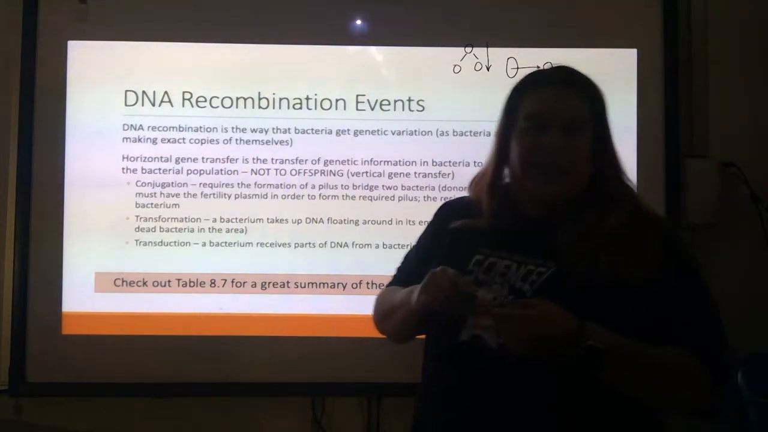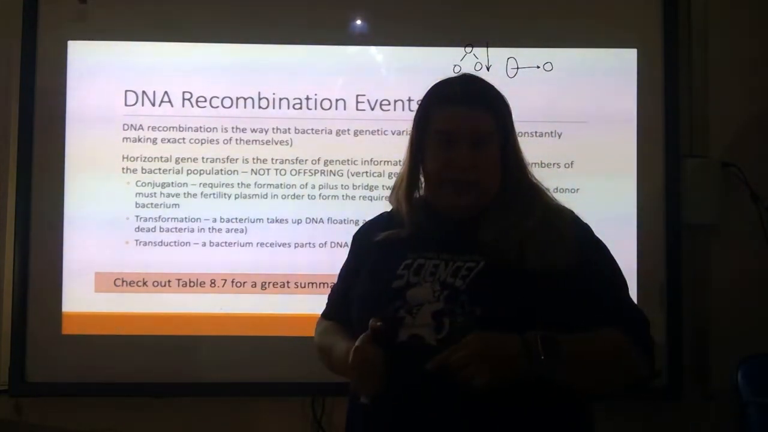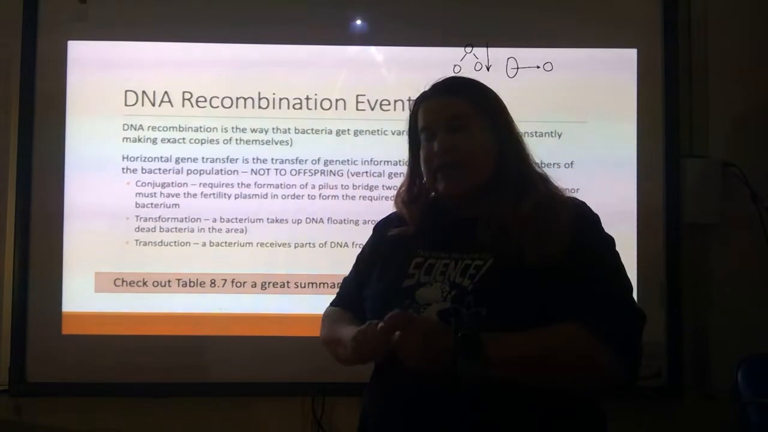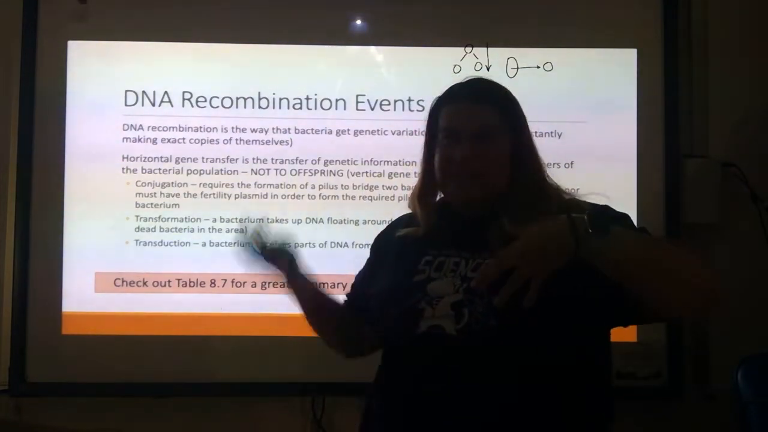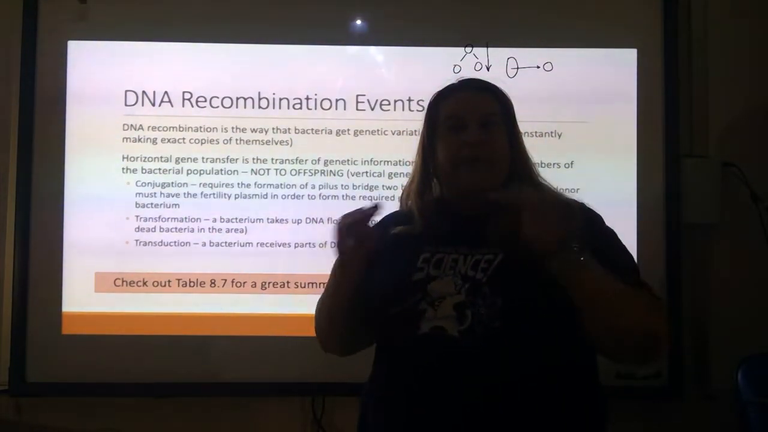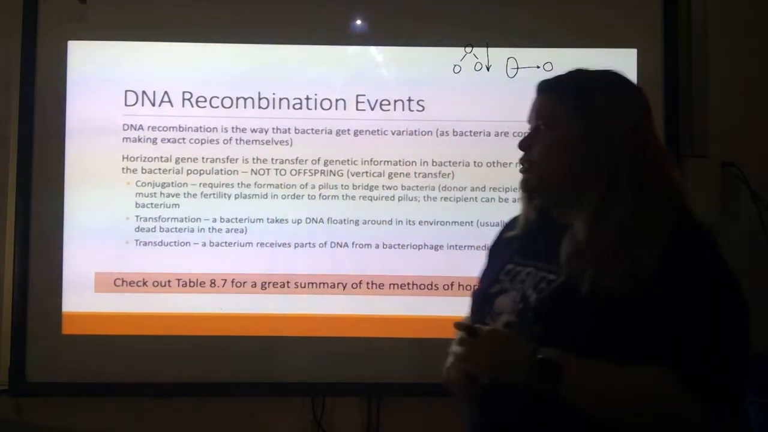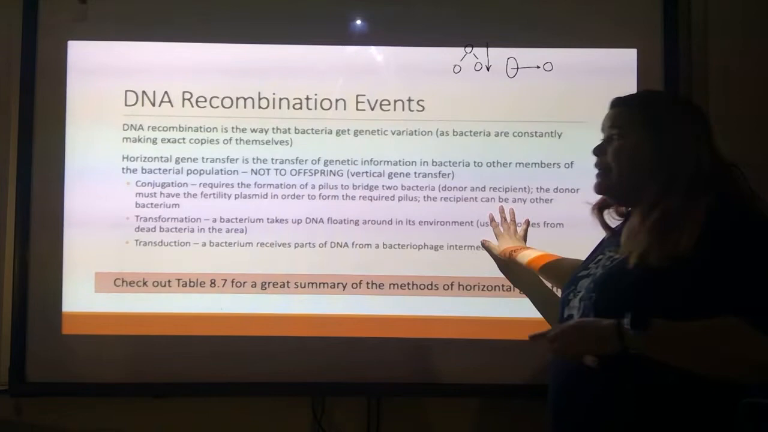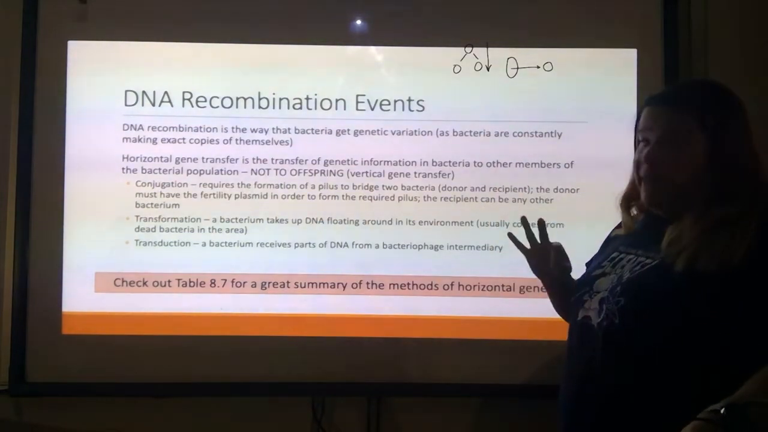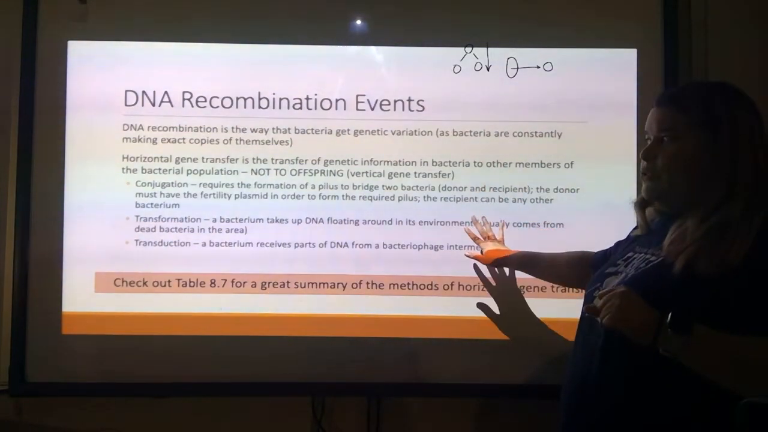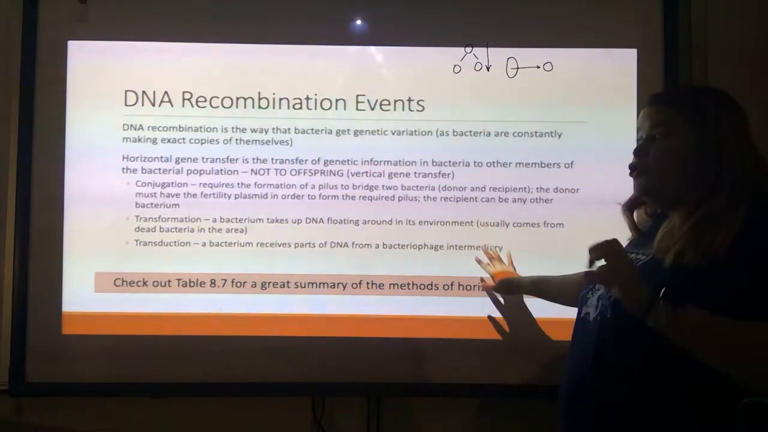They don't even necessarily have to be the same type of bacteria. They don't have to be E. coli and E. coli. It might be Serratia marcescens and E. coli. But the ability to share like that is called horizontal gene transfer. This happens via 3 methods: conjugation, transformation, and transduction.